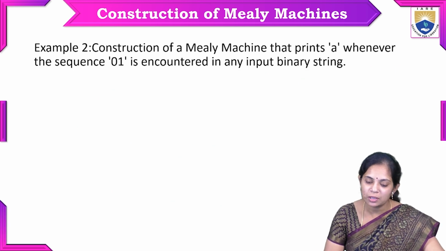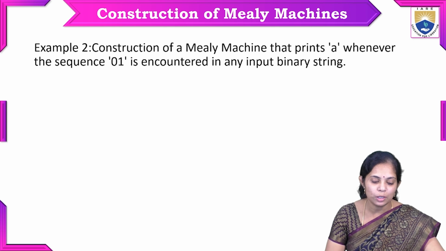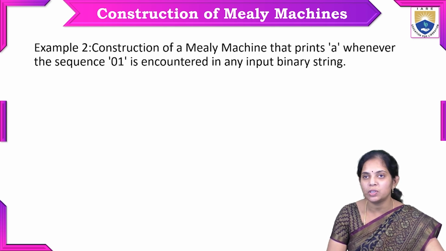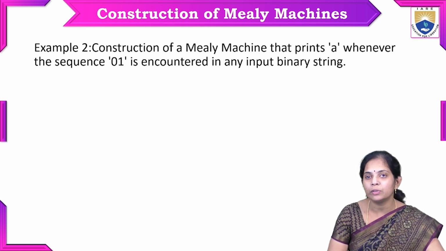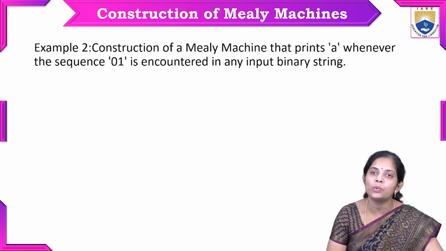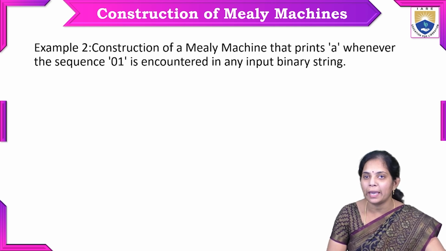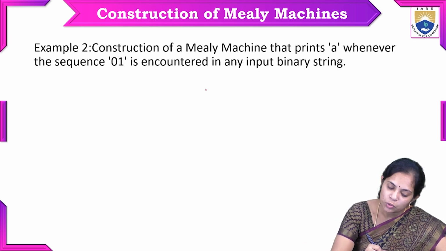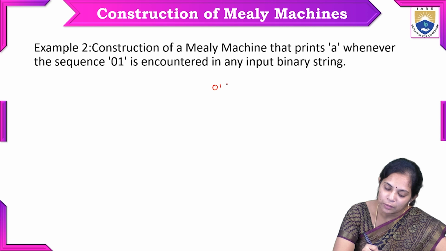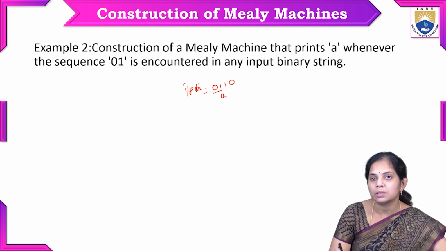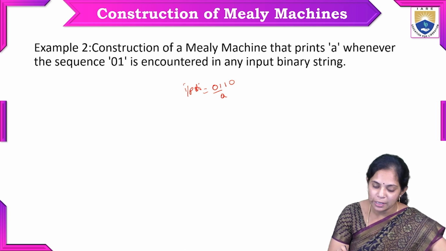The construction of a Mealy machine that prints A whenever the sequence 01 is encountered in any input binary string. So here is a constraint, like a rule: if you encounter 01 in an input string, it has to print A. Let's elaborate this one. If you take the input string 0110, this is the input string. For this input string, when we encounter 01, it has to print A. So this is the constraint.